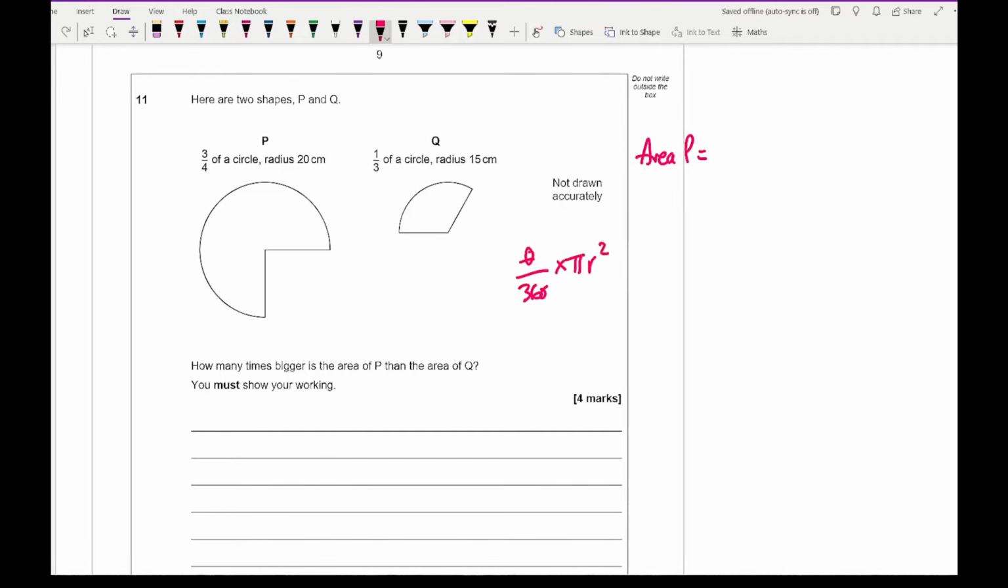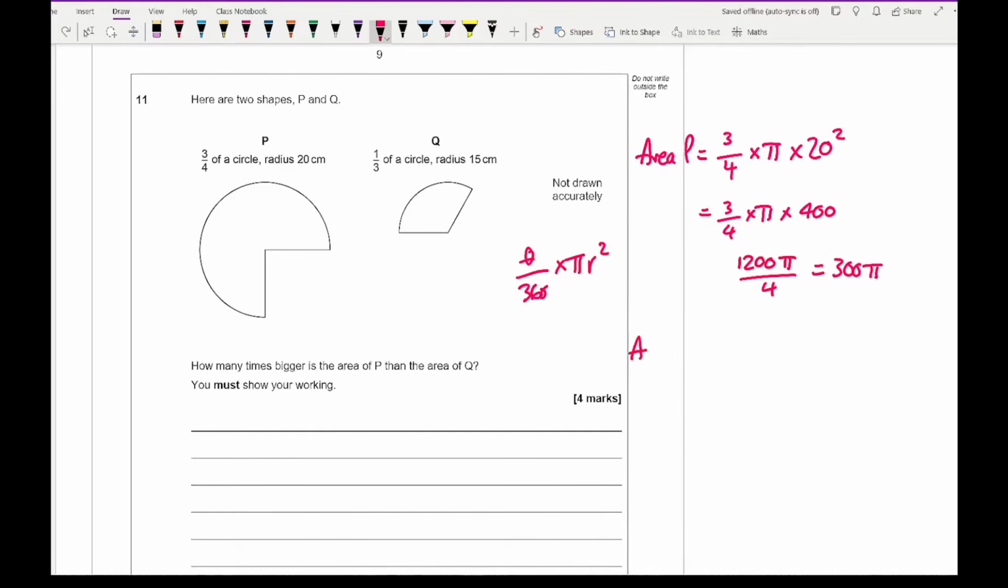So area P is going to be 3/4, because that's the proportion of the circle, multiplied by pi multiplied by 20 squared. So what this becomes is 3/4 times pi times 400, which becomes 1200 pi over 4, which becomes 300 pi.